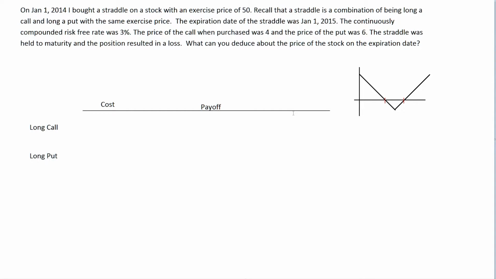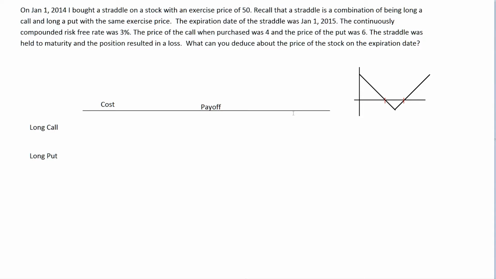Alright, so we got our next portfolio problem here. It states that at the start of 2014, we bought a straddle on a stock with an exercise price of 50. Just remember that a straddle is a combination of being long a call and long a put on this with the same exercise price. And the expiration date is at the end of 2015, so our time is just going to be 1 year.